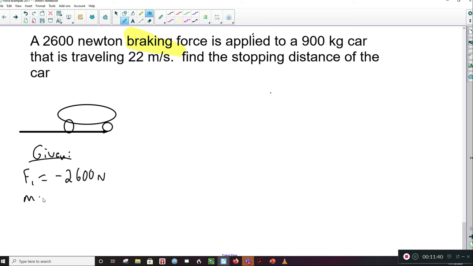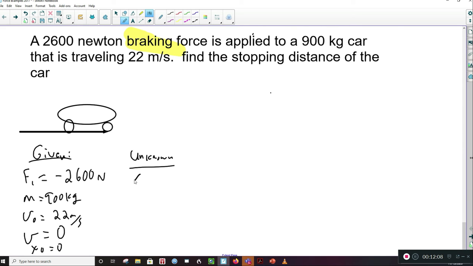The mass is 900 kilograms. My initial velocity is 22 meters per second. And my final velocity, because it's braking, we know it's going to be 0 at the end. I'm looking for, and my x naught is 0. Of course, what I'm really looking for is x. But in order to find that, I'm going to need to find the a first.